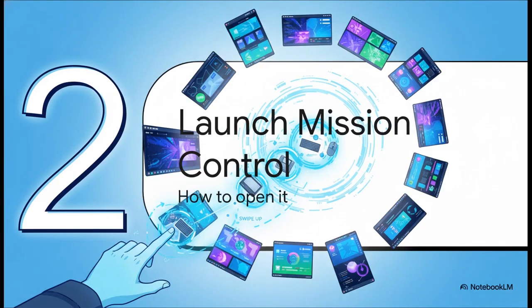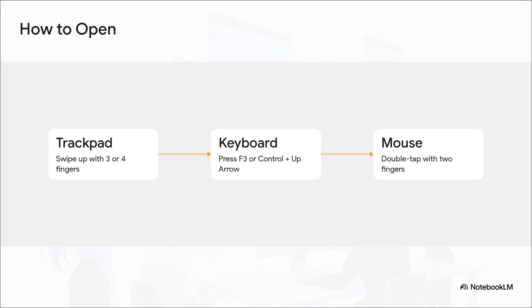Moving right along to section 2, launching Mission Control. Okay, so how do we actually summon this thing? There are a few ways, depending on what hardware you're using. If you're on a MacBook or an Apple trackpad, which honestly is the absolute best way to do this, you just swipe up with 3 or 4 fingers. It physically feels like you're pushing the clutter away to see the big picture.